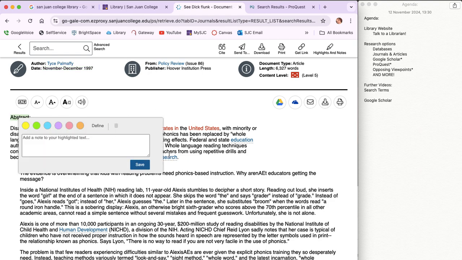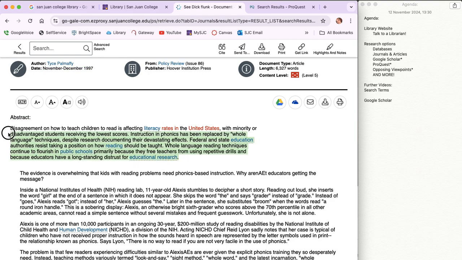Here is my abstract. So remember what I said. Our abstract is about 250 to 500 words about what we're going to talk about, how we get there, and what the results are. We want to give that quick overview to everyone. Oh, so already in 1997, they were talking about disagreement on how to teach children to read affecting literacy rates, which is super interesting. So here, instruction in phonics has been replaced by whole language techniques. So people are debating already. I've gained some knowledge.